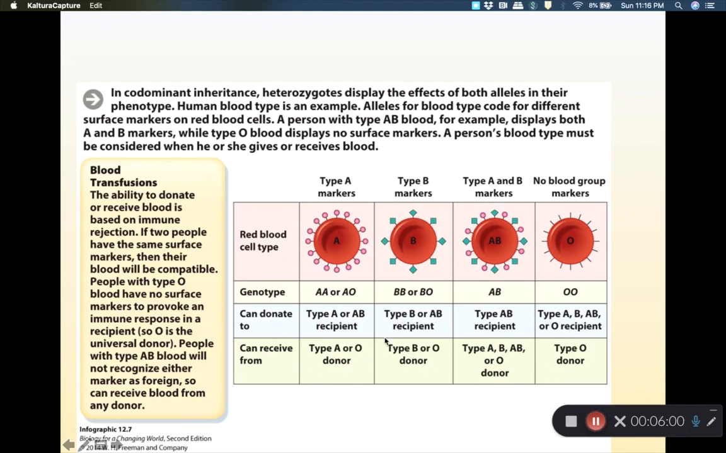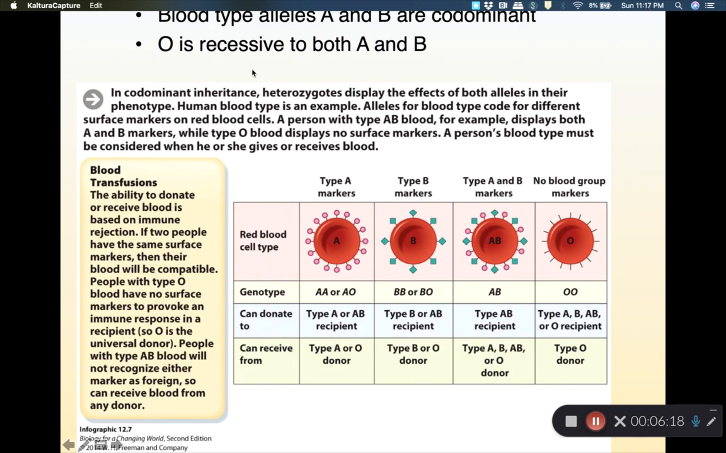Whereas type A or type B can only receive from type A or type B, or the universal donor type O, because it does not have those markers on the outside of the cell. So in this case, we say that blood type alleles A and B are codominant, where O is recessive to both A and B. You can see here, if you have an AO, you exhibit A, so you see that O is recessive, whereas A and B are codominant, and you are expressing both types of markers on the outside of these blood cells.